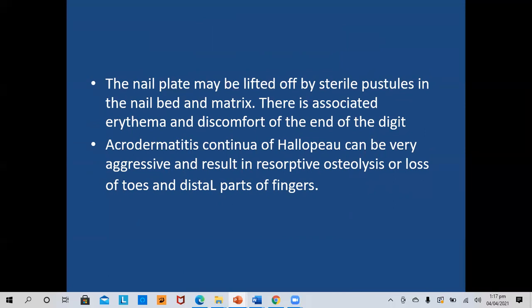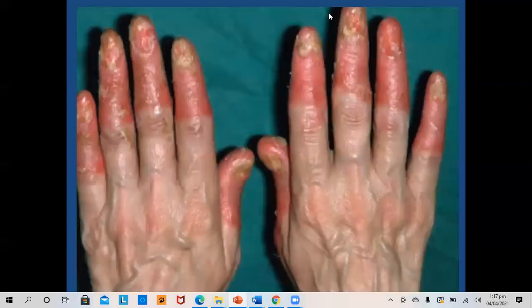Acrodermatitis continua of Hallopeau can be very aggressive and result in repeated osteolysis and loss of toes and distal parts of the fingers, in addition to very early destruction of the nail. This is acrodermatitis continua of Hallopeau, resulting in total loss of nail and also narrowing of the tips of the digits.